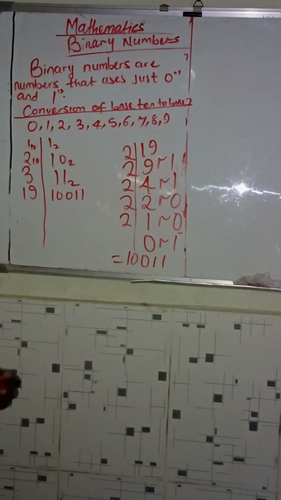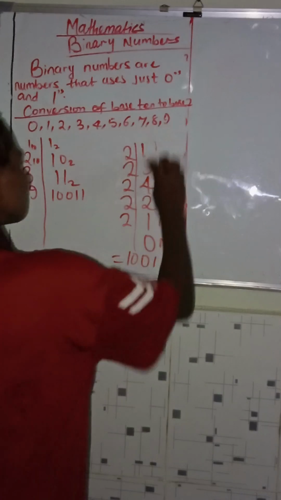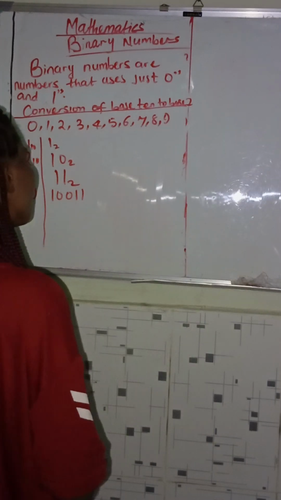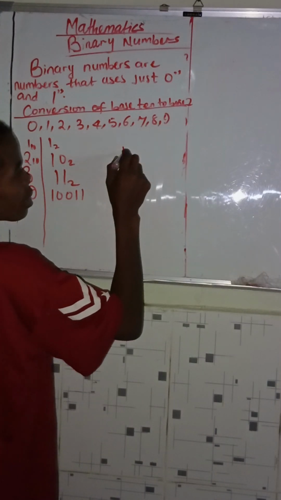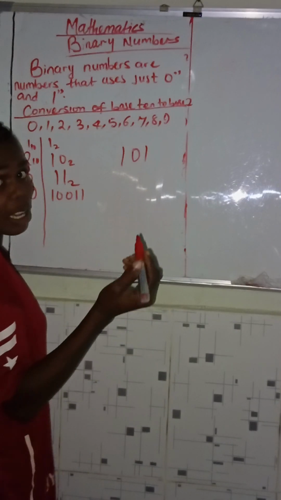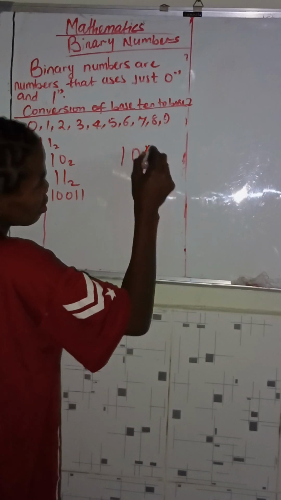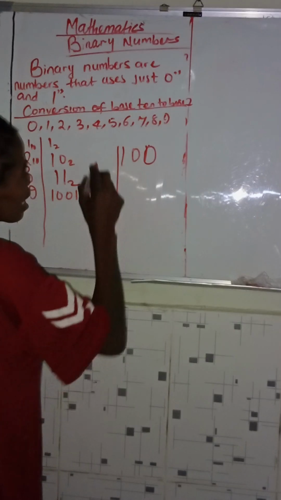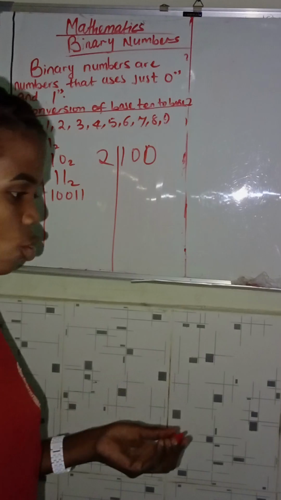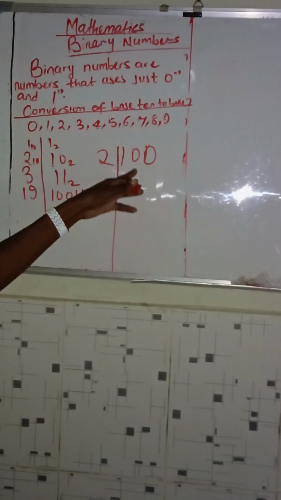So now let's do a 3-digit number. Let's say, for example, 101 or even 100. It could be any of it. That's the truth. It could be any of it. So we want to check, how do I write 100 in binary without writing it in binary?